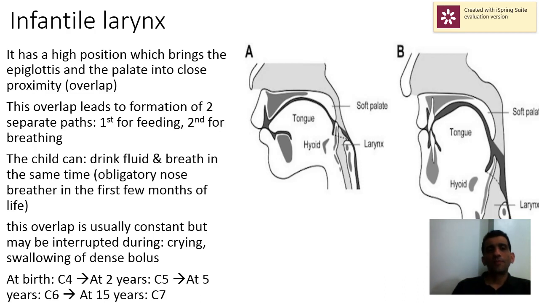At birth, the larynx is at the level of C4, at 2 years C5, at 5 years C6, and at 15 years of age at the level of C7.